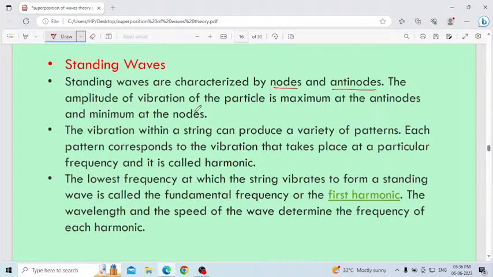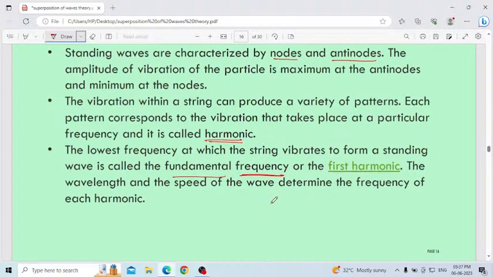The amplitude of vibration of the particle is maximum at antinodes and minimum at the nodes. The vibration within a string can produce a variety of patterns. Each pattern corresponding to the vibration takes place at a particular frequency. It is called a harmonic. This I will explain, what is meant by a harmonic. The lowest frequency at which the string vibrates to form a standing wave is called the fundamental frequency or first harmonic. What is meant by first harmonic or fundamental harmonic: the lowest frequency at which the string vibrates to form a standing wave.